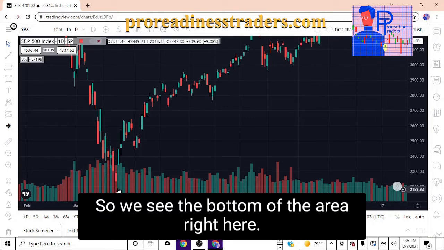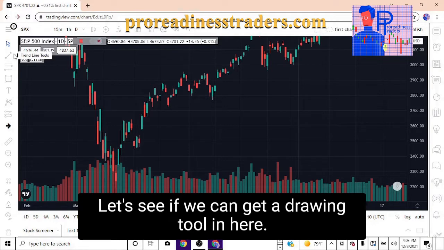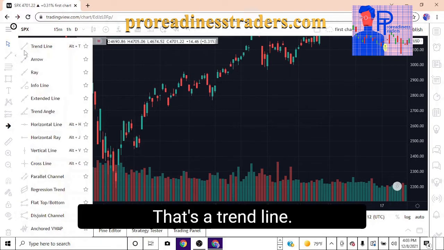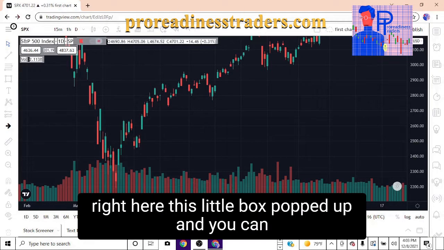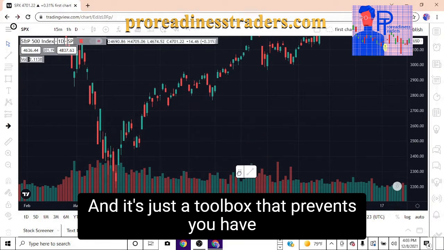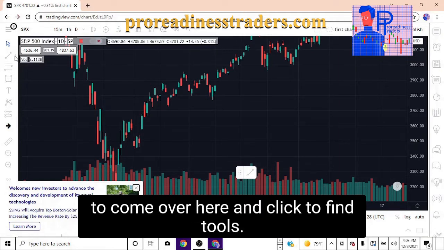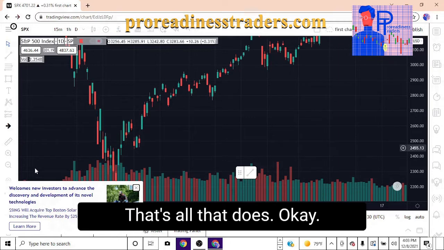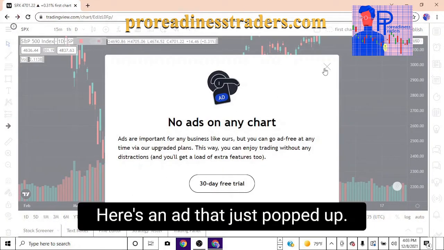So we see the bottom of the area right here, and what I'm going to do is grab a drawing tool. Let's see if we can get a drawing tool in here. Okay, that's a trend line, and we're going to make this a favorite. So we're going to click right here, and you notice this little box popped up. You can move this box to various different places. It's just a toolbox that prevents you from having to come over here and click to find tools. That's all that does. Okay, here's the ad that just popped up, so we're going to close out.